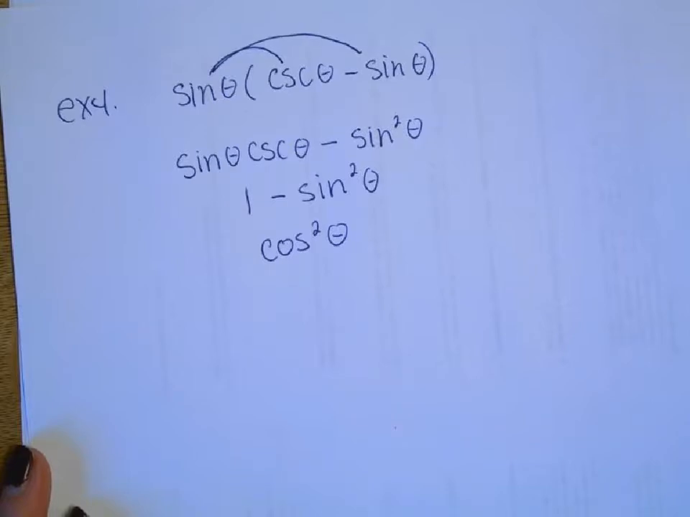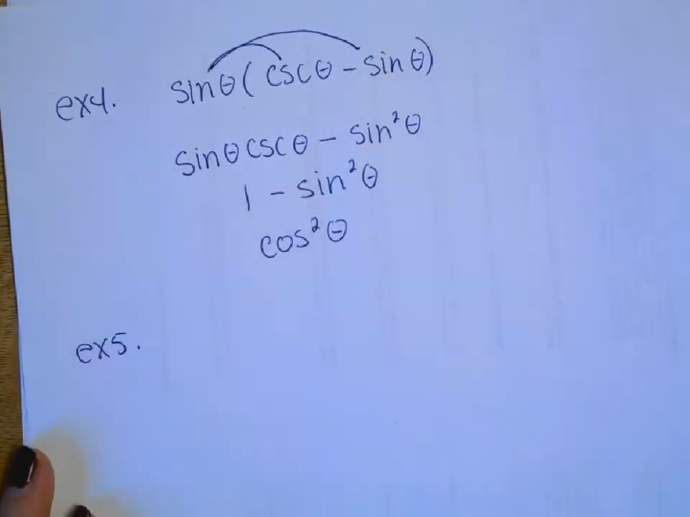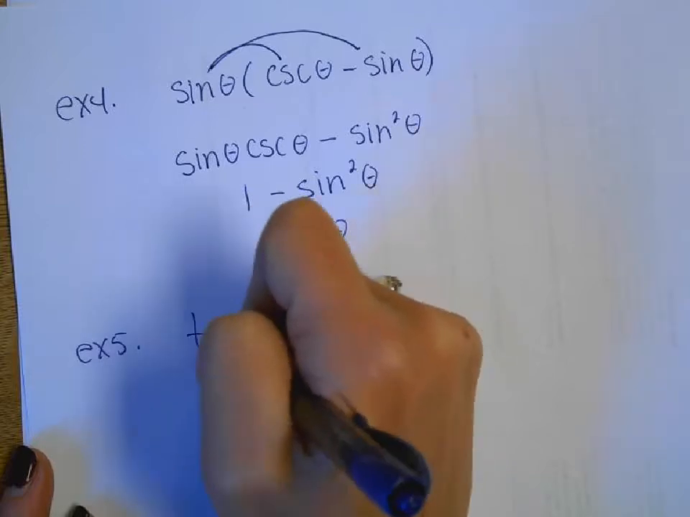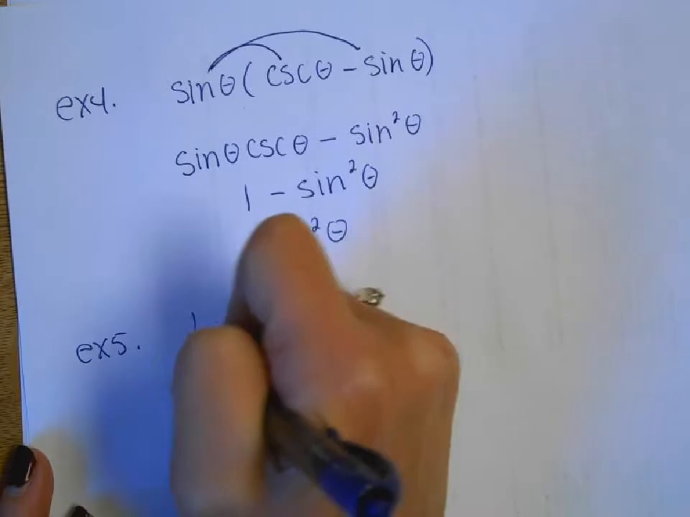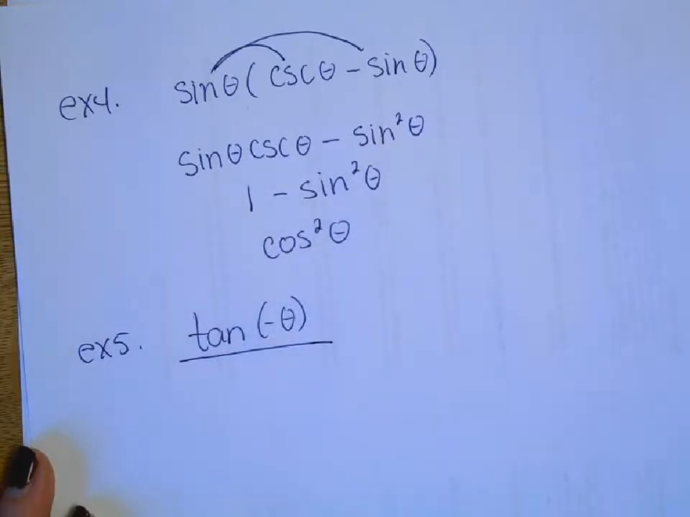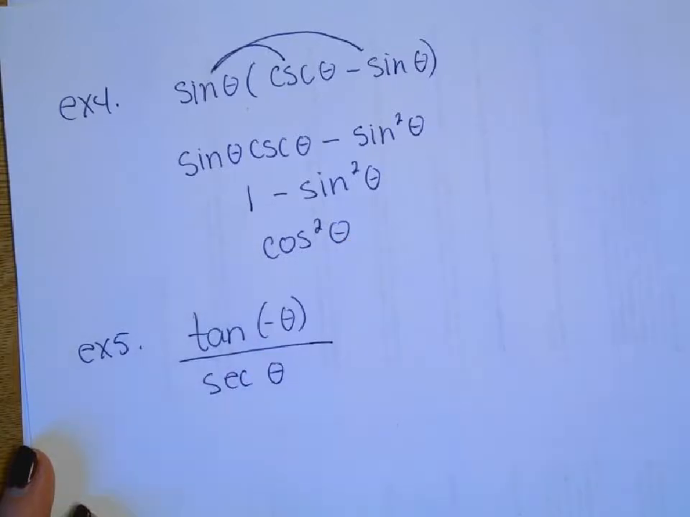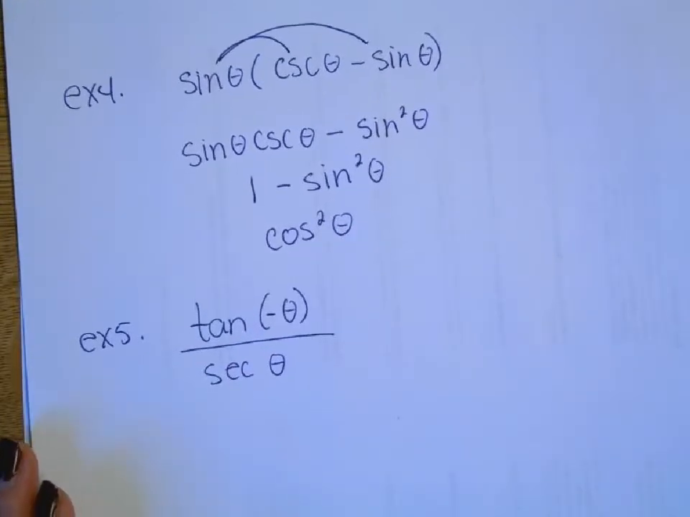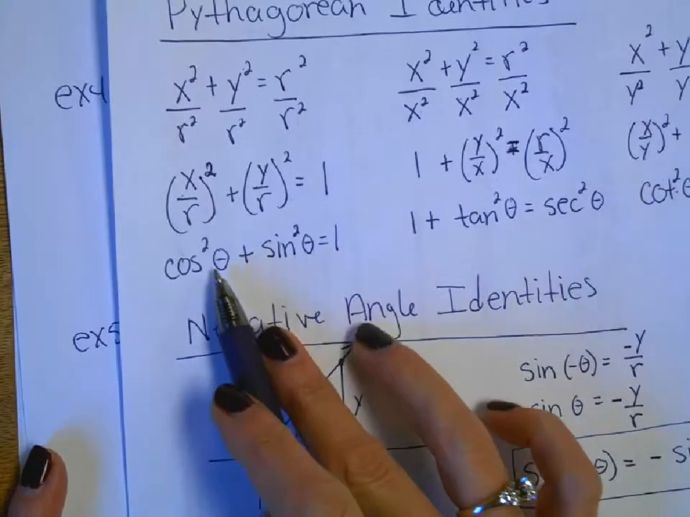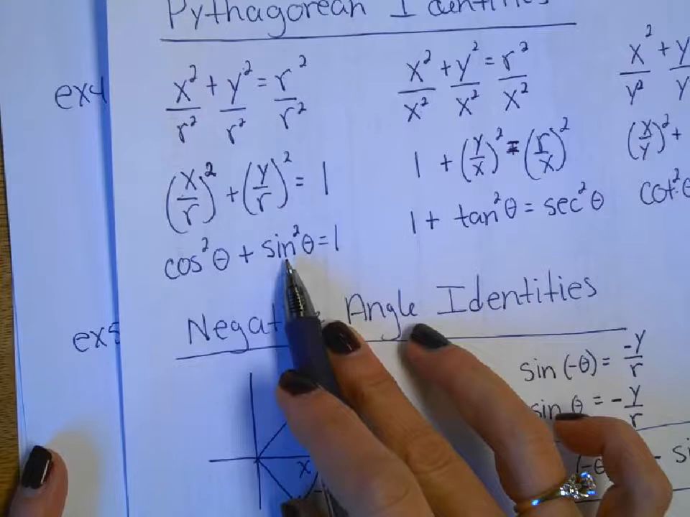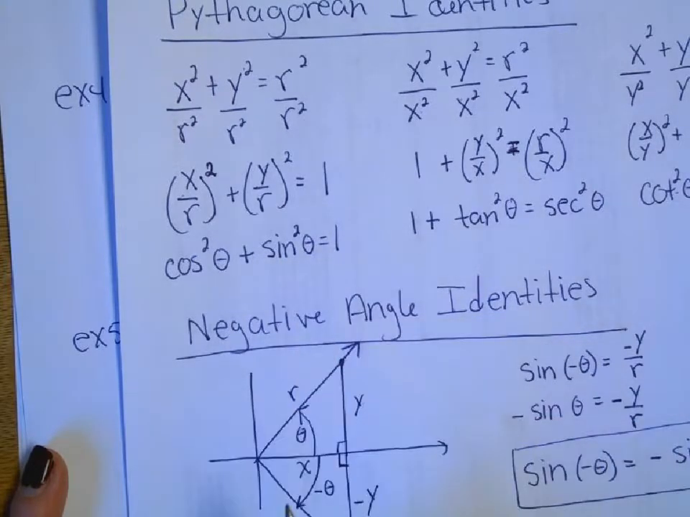Okay. Number 5. I have 6. Tangent of negative theta, secant theta. Oh, wait, where did the cosine squared theta come in? Pythagorean. Right, this one. Cosine squared plus sine squared. If I subtract sine squared from both sides, 1 minus sine squared equals cosine squared.